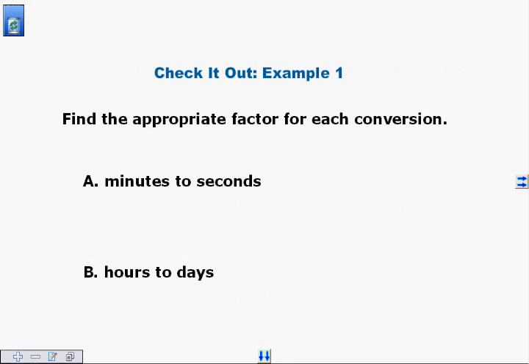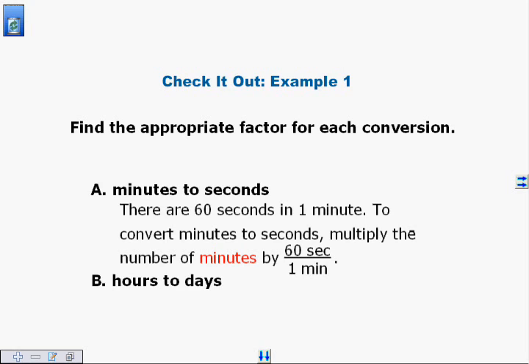So, you try it. Find the appropriate factor for each conversion. A, minutes to seconds. Remember, you're going from minutes to seconds, and you're going to do to over from. Press pause and try. Okay. There are 60 seconds in 1 minute. To convert minutes to seconds, multiply the number of minutes by, what are we going to? Seconds. So that's on top, 60 seconds. What are we converting from? Minutes. So that goes on bottom.